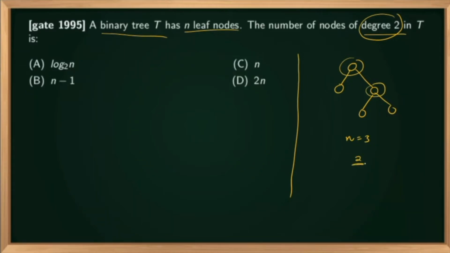So just by drawing a simple tree, we know that if n is equal to 3, then the answer should be 2. So from that, we know that answer C is wrong, D is wrong, right? If this is true, it should be applicable to any tree, right? So this is also wrong. So the answer should be n minus 1.